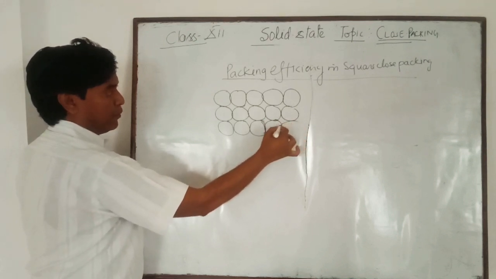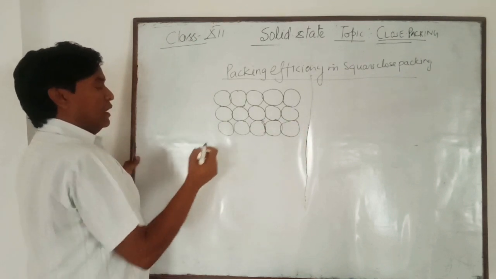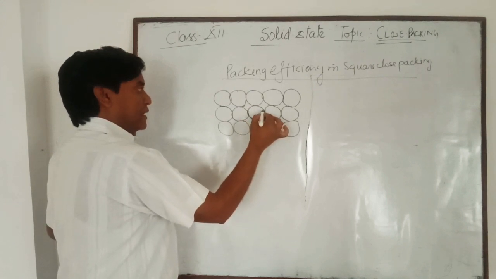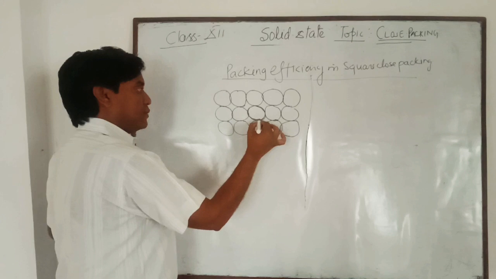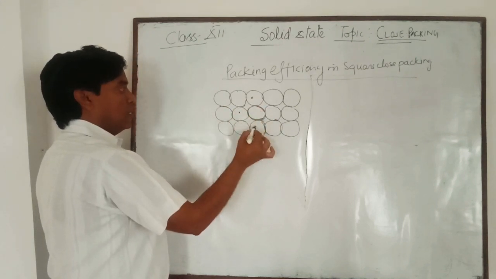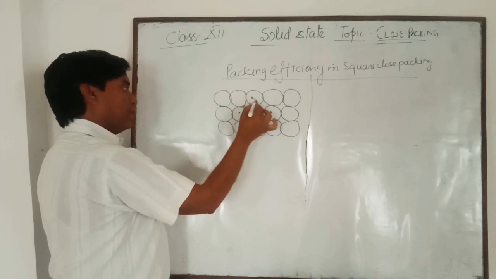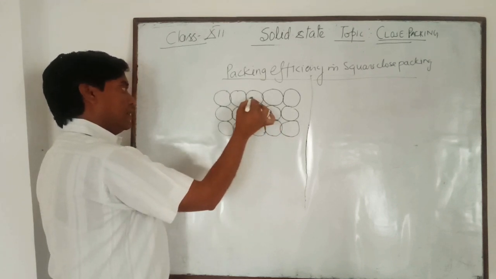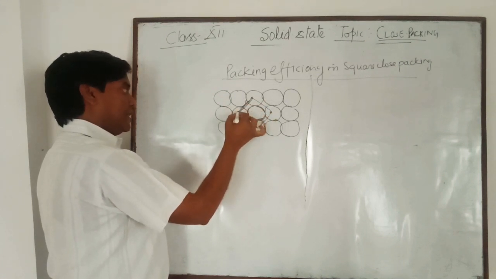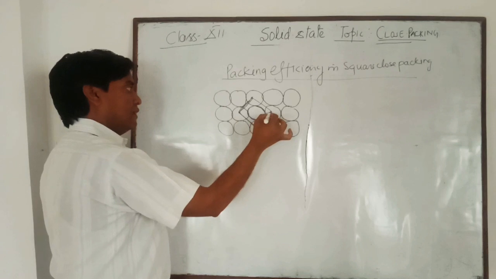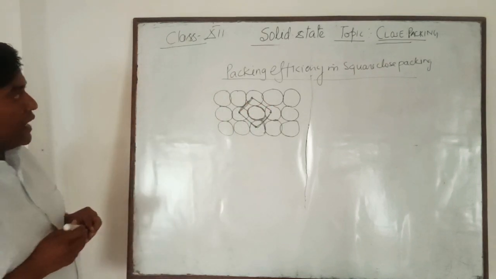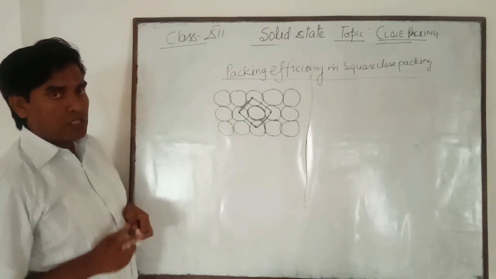This is a third row. Now better you see that this is a constituent particle which is touched by four nearest neighbors: 1, 2, 3 and 4. But if we join each of them by a straight line, which generates what? A square shape. That's why we can say that this is a square close packing.